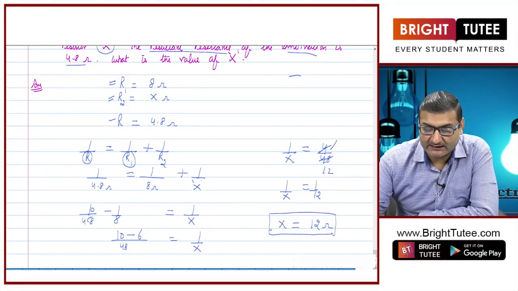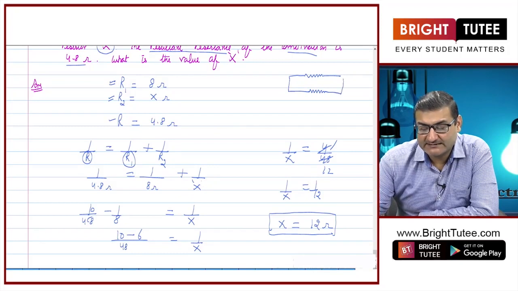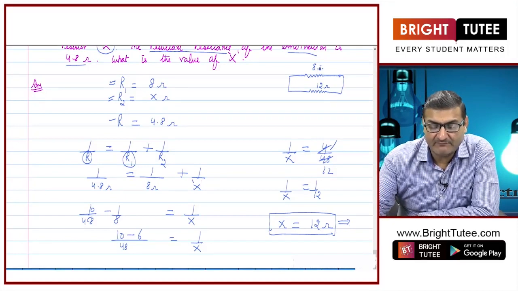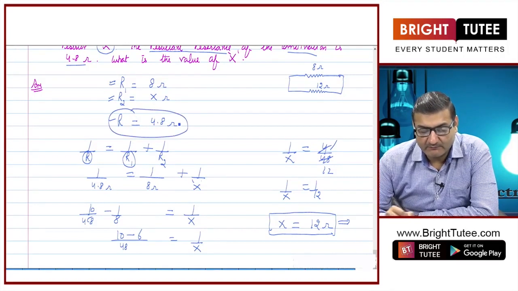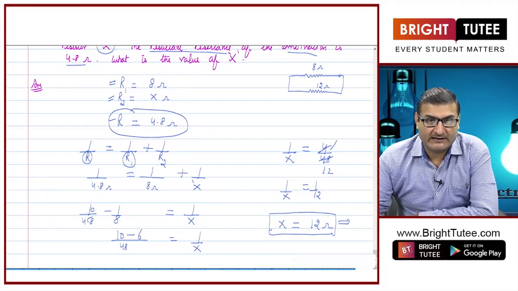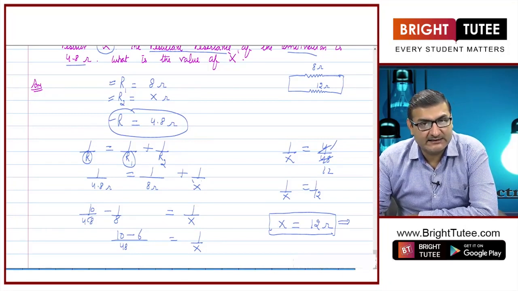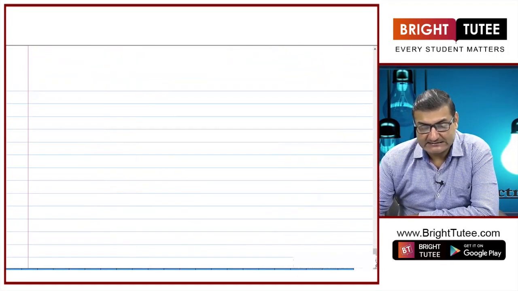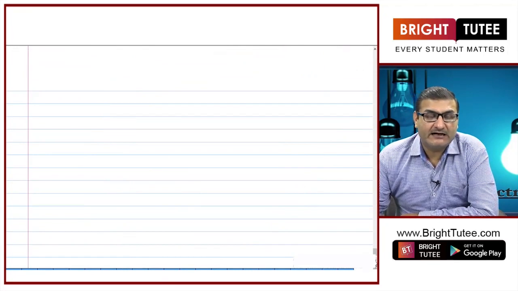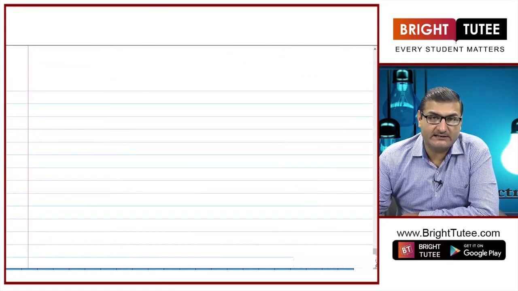So, if I take a diagrammatic presentation of this, in the question we are being told that this is one resistance of 8 ohms, right. Now, if I connect it with the second resistance of which we have found the value to be 12 ohms, and then if we calculate the total resistance of these two, we will get the total resistance to be 4.8 ohms, right. So, you may be asked the question in this way also. Got it? Fine.